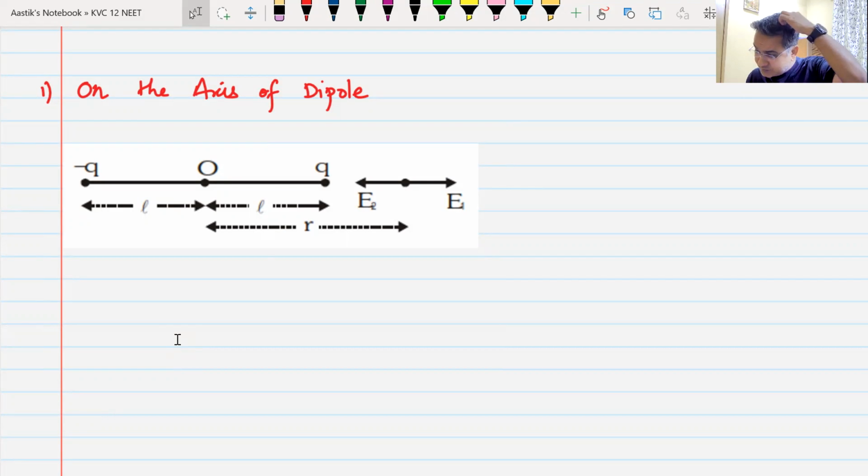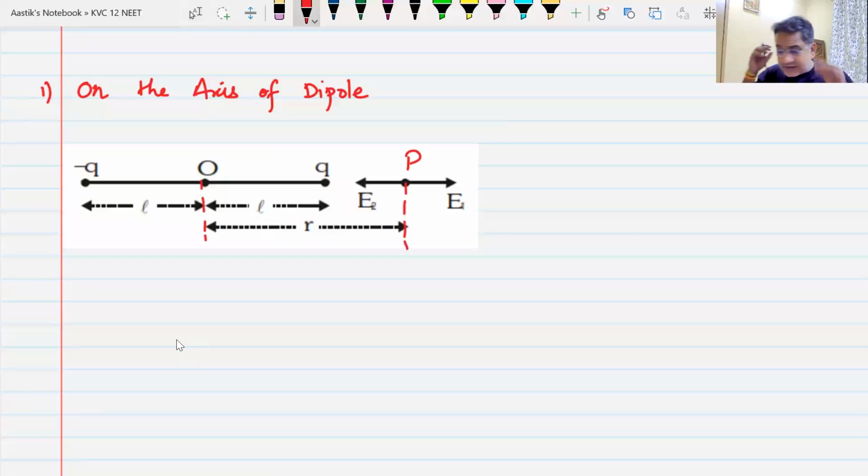Here I have taken the dipole as minus q and plus q, and the dipole length is 2L. Why have we taken 2L? Because from the center, both the distances become L and L. And normally what is given to you is a point. This is the point P where we are finding out the electric field. The distance of the point P is given from the center of the dipole. Therefore, we have taken the length of the dipole as 2L.